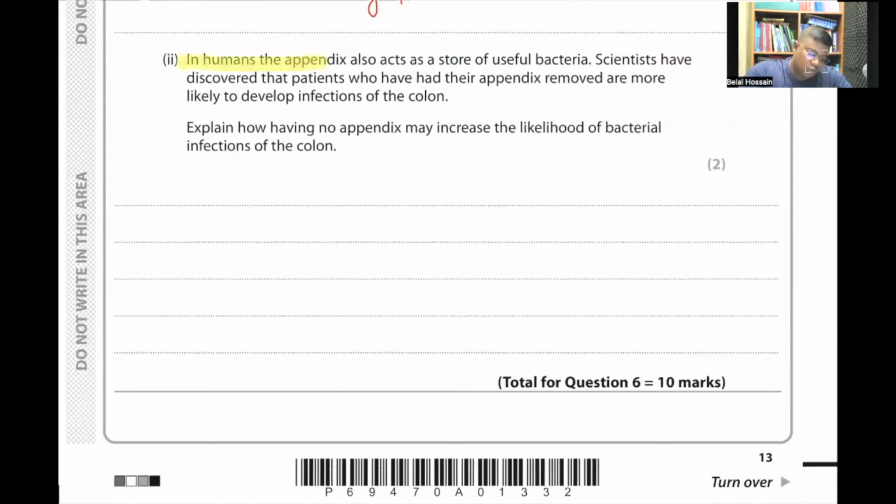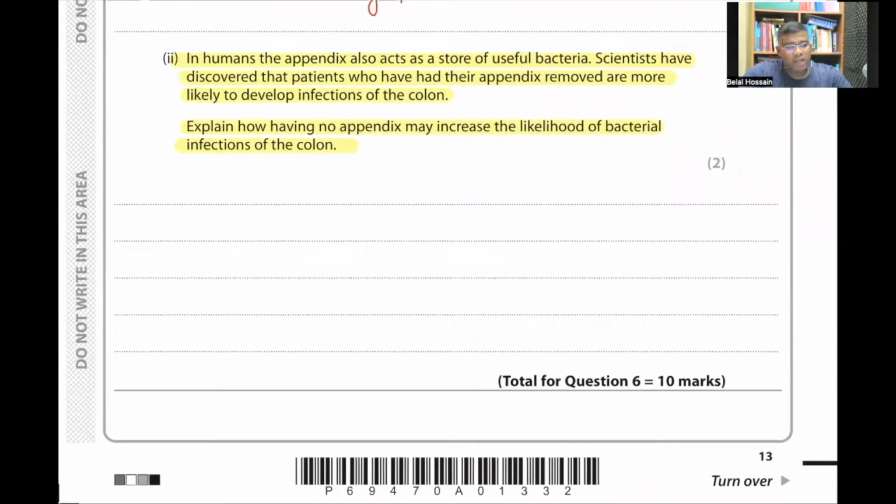C2. In humans, the appendix also acts as a store of useful bacteria. Scientists have discovered that patients who have their appendix removed are more likely to develop infections in the colon. Explain how having no appendix may increase the likelihood of bacterial infection of the colon.